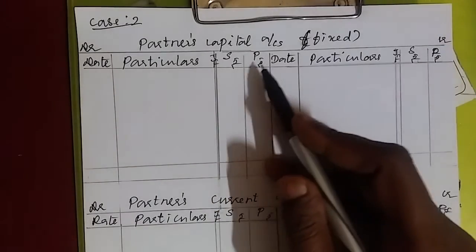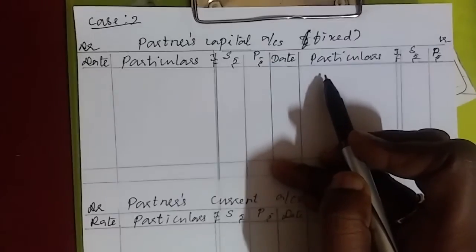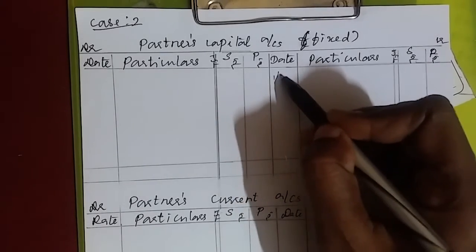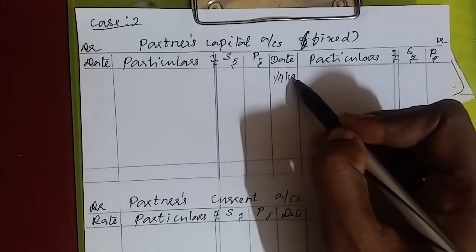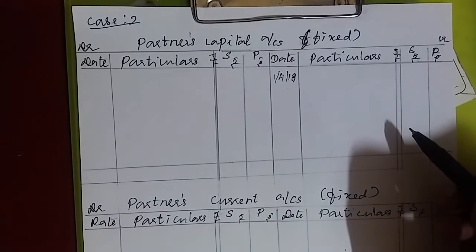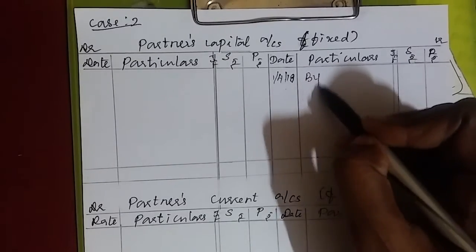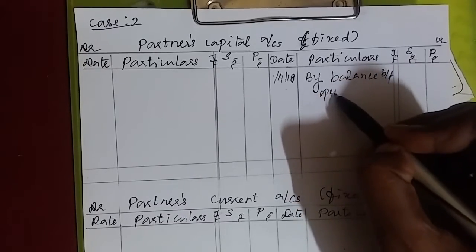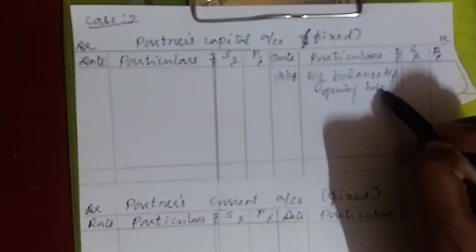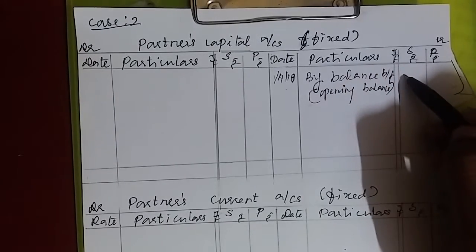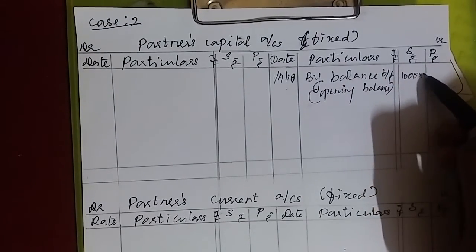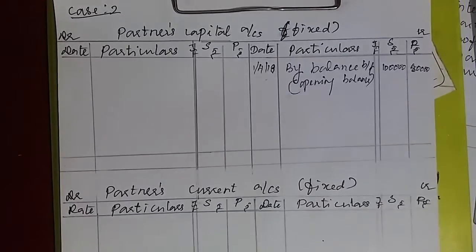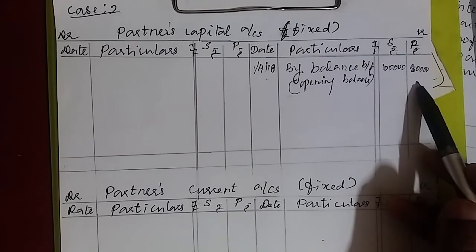Partners under fixed capital method, first ledger is partners capital accounts. 1/4/2018, so the opening date. First, I should start with opening balance. You can remember because we have repeated it 3 times: 1 lakh for Sachin, 80,000 for Pratham.